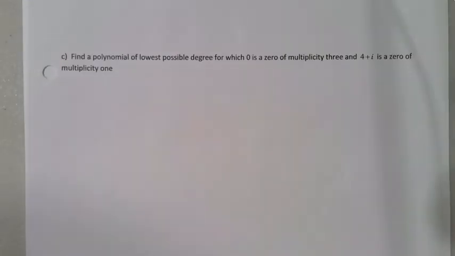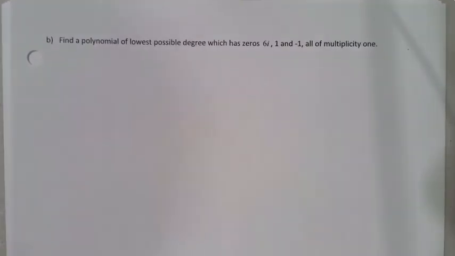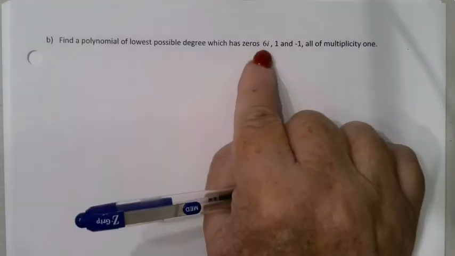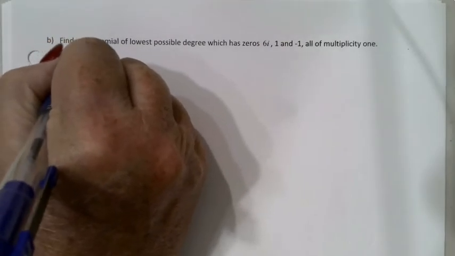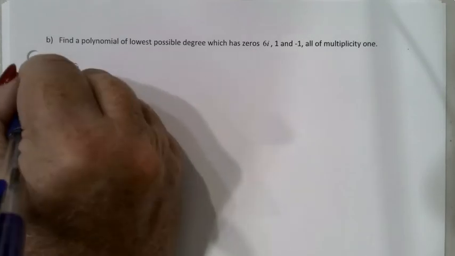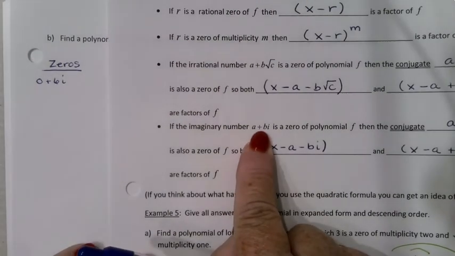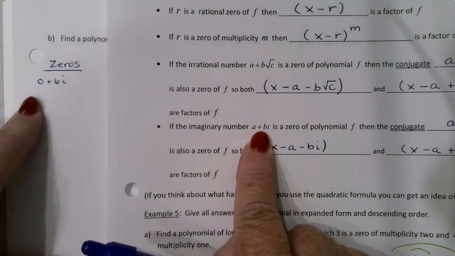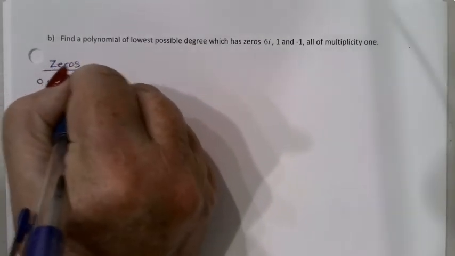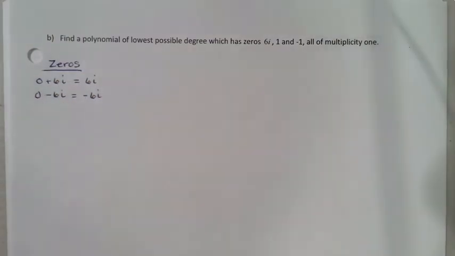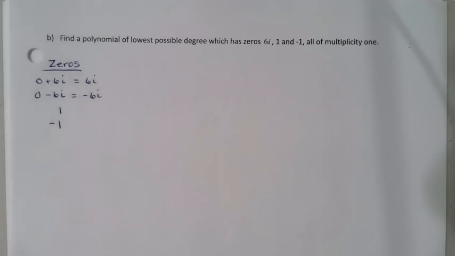All right, we're going to try that a couple more times. In B, I want a polynomial of lowest possible degree that has zeros 6i, positive 1, and negative 1, all of multiplicity 1. So again, I'm going to start by just making a quick list of my zeros. 6i is just like 0 plus 6i. So again, if that imaginary number is a 0, then its conjugate, 0 minus 6i, would also have to be included. So in other words, I have 6i and negative 6i. I also have positive 1 and negative 1. No conjugates because those are just whole numbers.